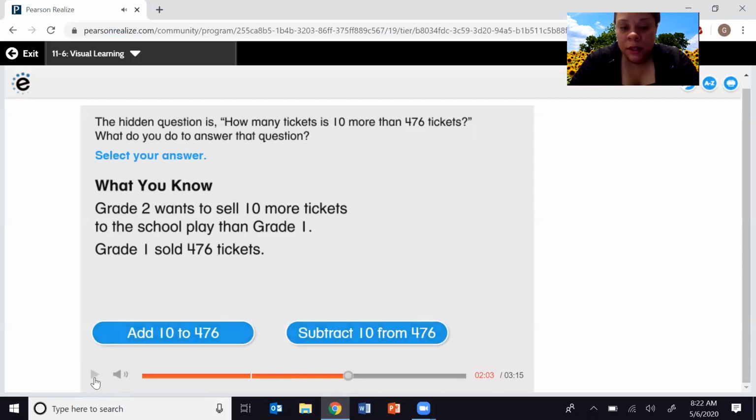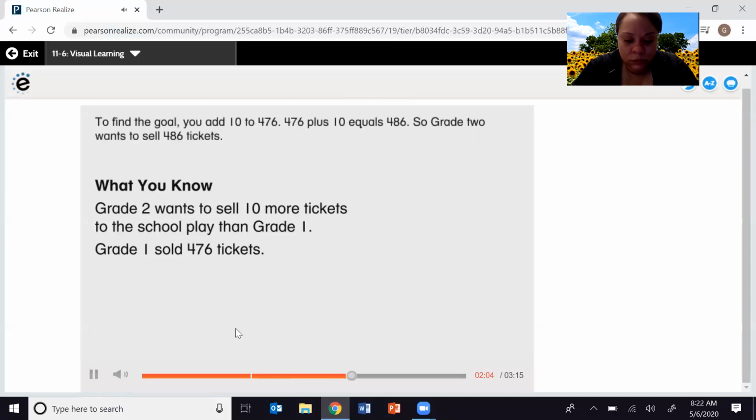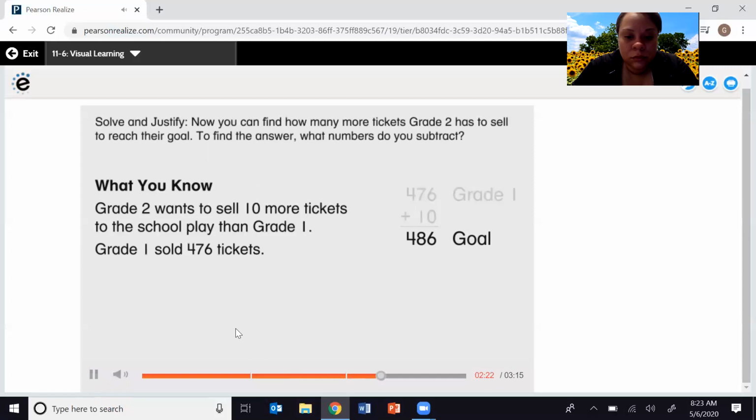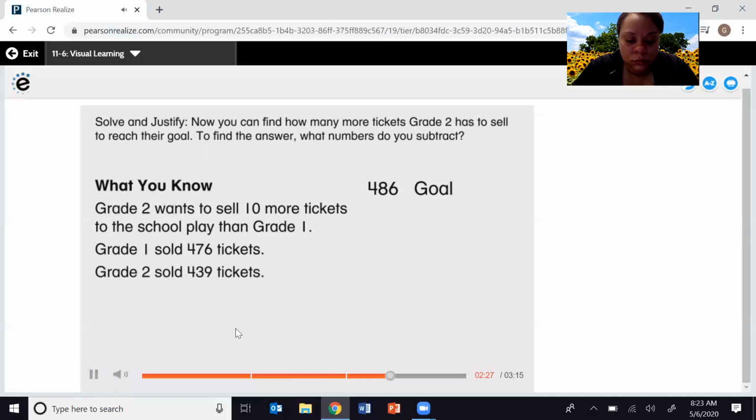All right, so the hidden question was how many tickets is 10 more than 476 tickets? Remember the key word here is more, right? So more usually means what? Add. You add 10 to 476. 476 plus 10 equals 486. So grade 2 wants to sell 486 tickets. Now you can find how many more tickets grade 2 has to sell to reach their goal.